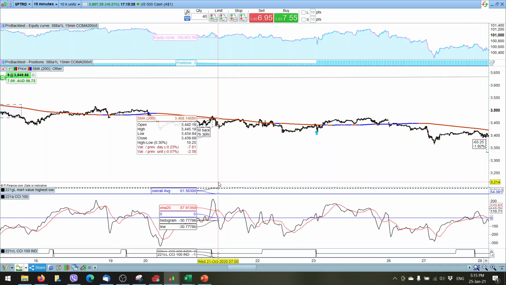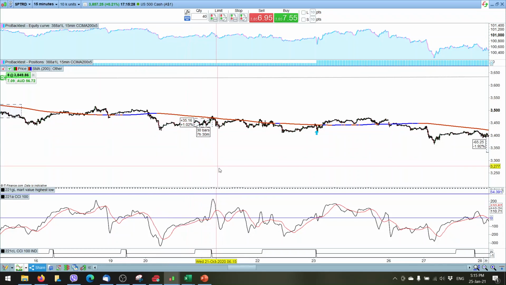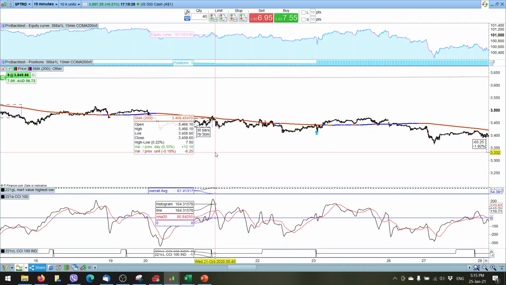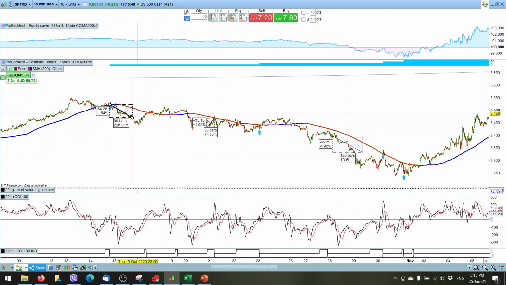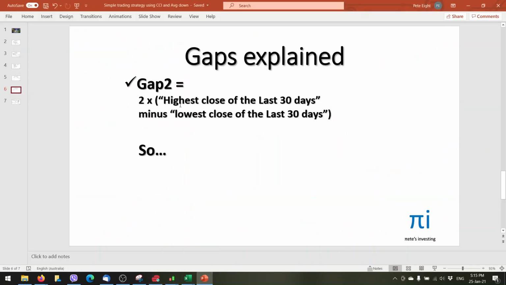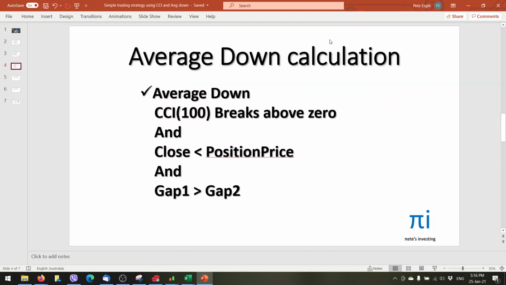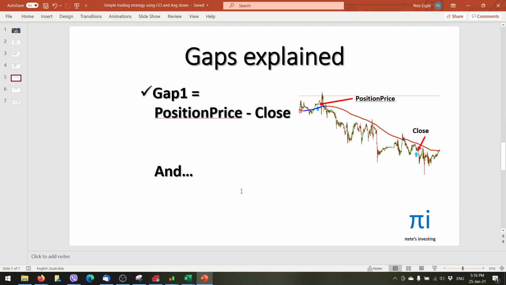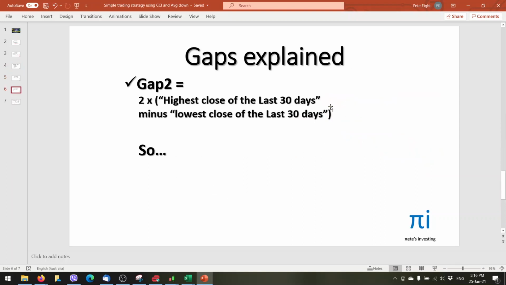So what we're saying is 2 times this, in this case 35, roughly, is about 61 points. So when the price drops 60 points from our opening, the average down condition is met: the CCI 100 breaks above the zero, the close is less than the position price, and gap 1 is greater than gap 2. Gap 1 means the close is less than the position price. Gap 2 is 2 times the gap.